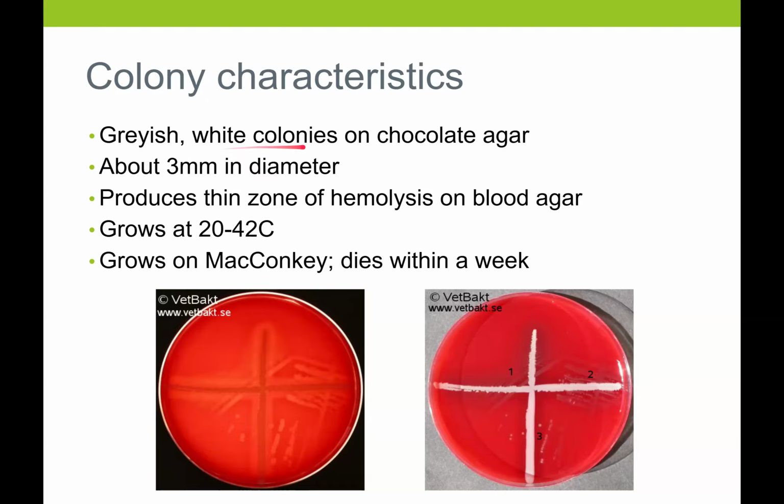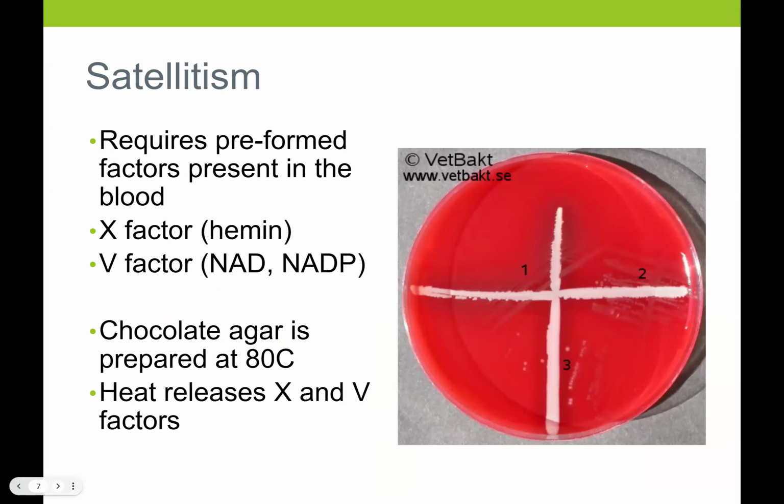They have grayish white colonies on chocolate agar, produce a thin zone of hemolysis on blood agar, and grow at 20 to 42 degrees. It can grow on MacConkey but dies within a week. Just like Haemophilus, this will demonstrate satellitism. That means it requires a helper bacteria such as Staph aureus, which will release factor 5 and factor 10, also known as NAD or NADP and hemin, respectively.